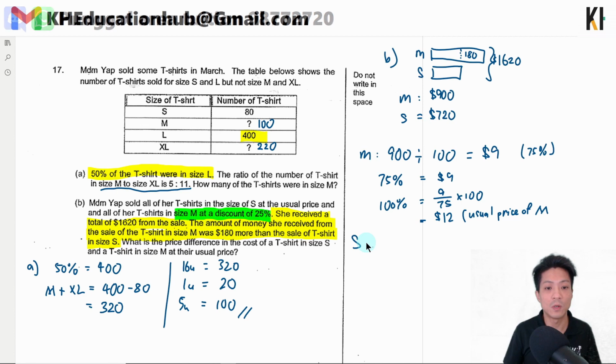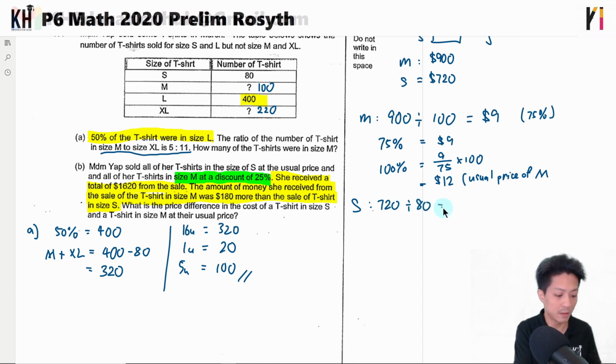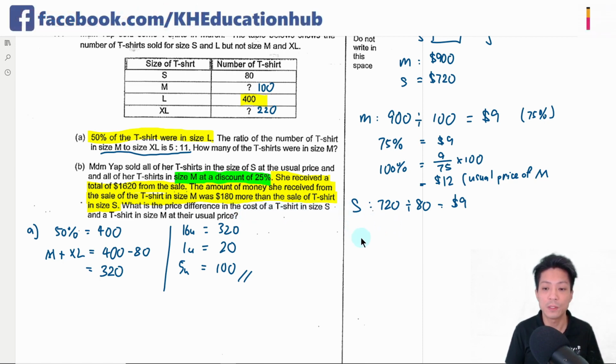And then for the small, it'll be 720 divided by 80. 720 divided by 80 will give you $9. This is the usual price already because the size S are sold at the usual price. So what is the price difference in the cost of a t-shirt in size S and M at their usual price? The last step will be to use 12 minus 9, which is $3.